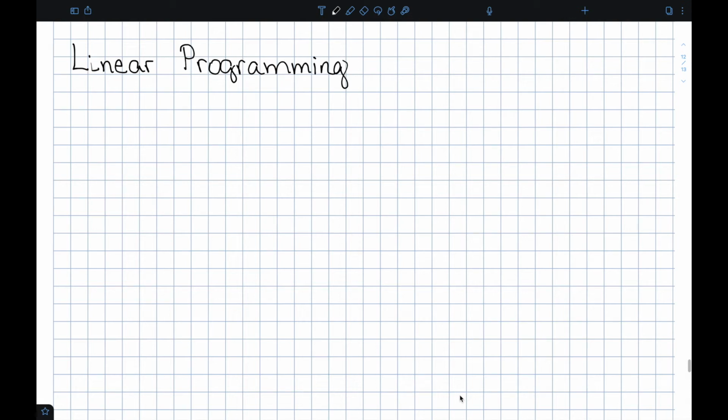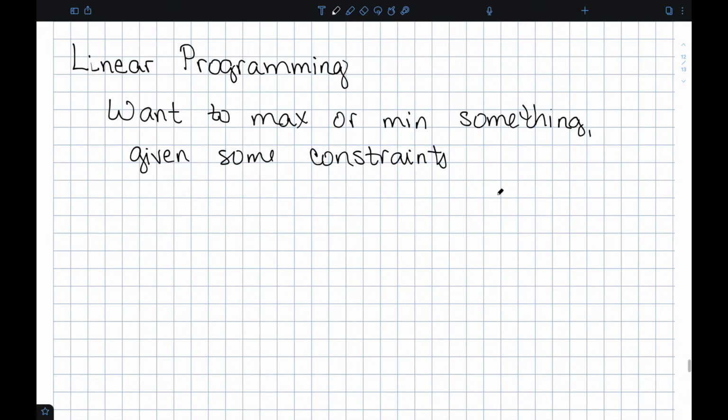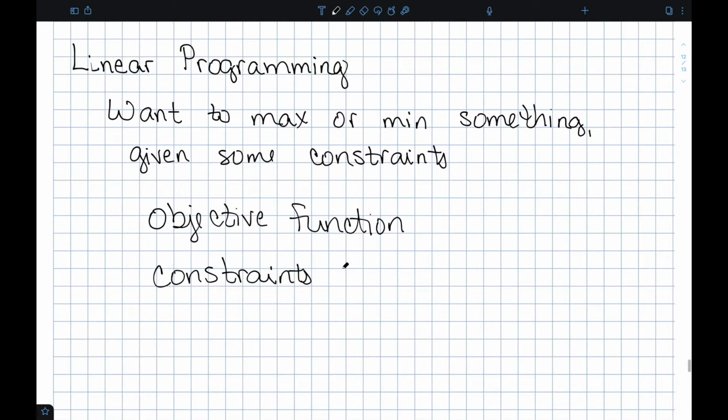Now that we know how to solve both systems of equations and systems of inequalities, we can look at this idea of linear programming. The idea of linear programming is we want to maximize or minimize something given some constraints. We're going to have our objective function, which is what we're trying to maximize or minimize, and our constraints, which is going to be a sequence of inequalities that are restricting our objective function.